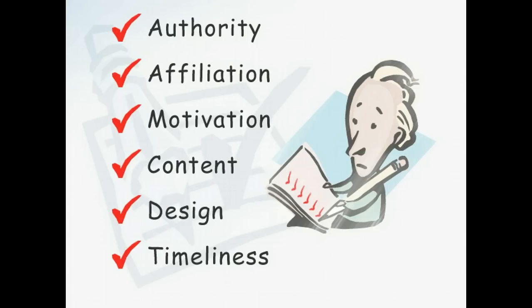Although researchers may have different evaluation criteria, in general, the things to look out for are authority, affiliation, motivation, content, design, and timeliness. It's very important to teach students how to examine these points as well.